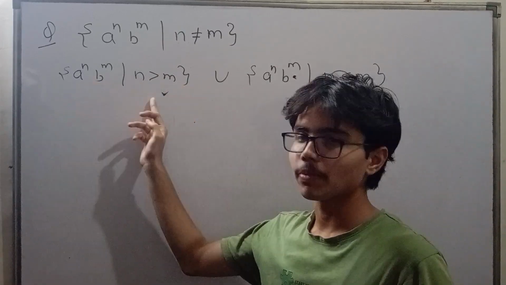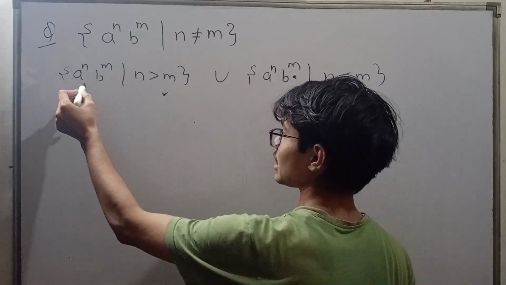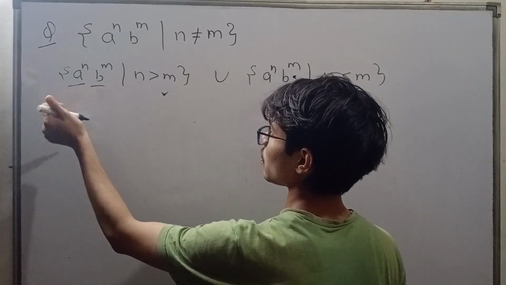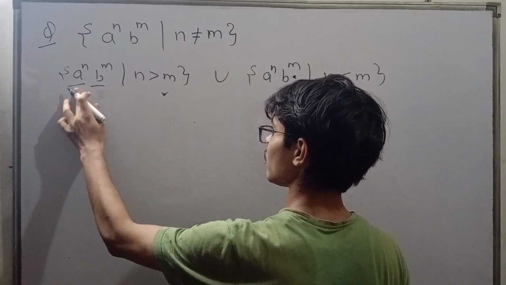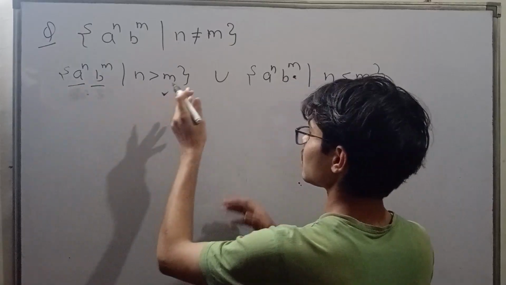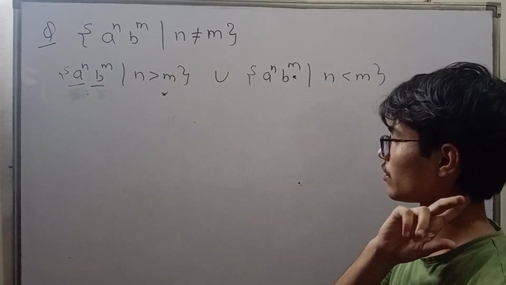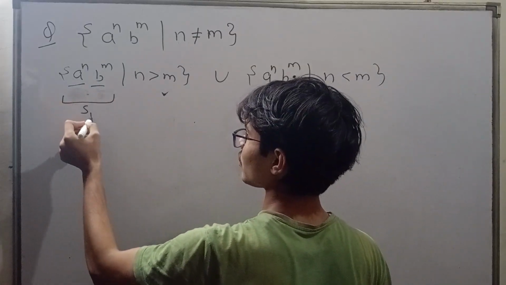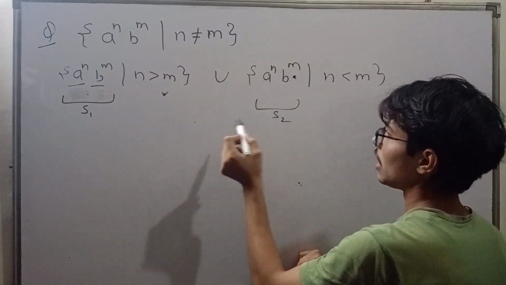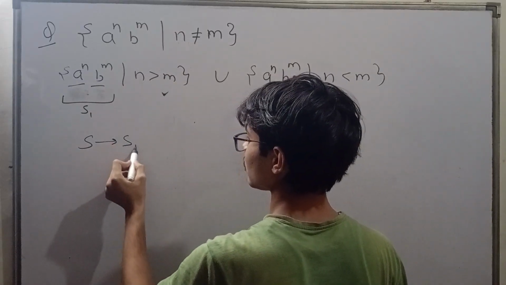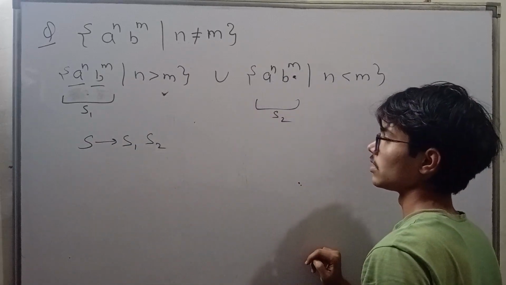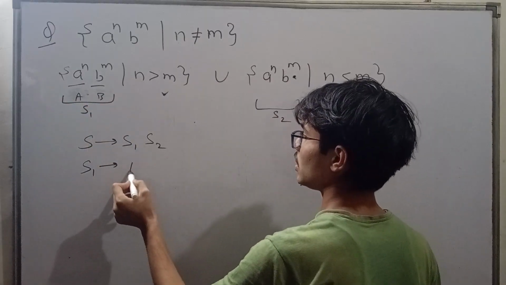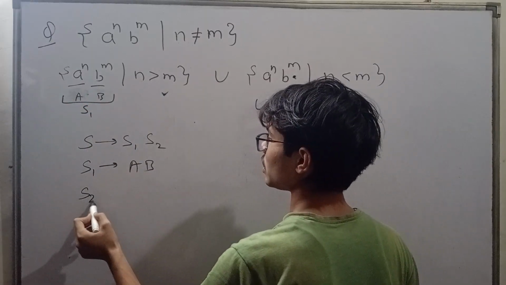How can I generate this? This is our previous thing which I generated. So I write this a, I write this b. Or I can write S1, S2. S1 for this whole part, like this is our union. For S1 I can write AB, and for this whole I write S2. So S generates S1 or S2, and S1 generates capital A, capital B, AB, and this S2 generates.